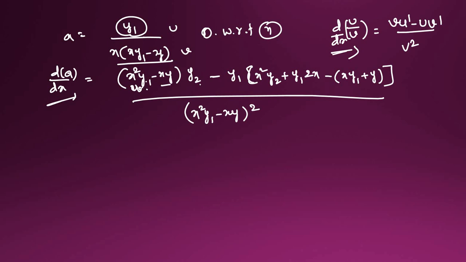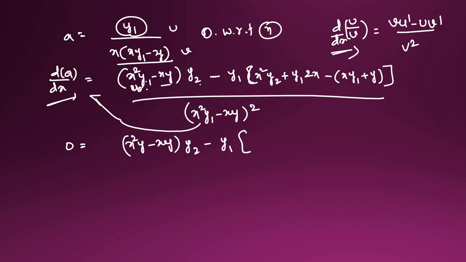So now dA by dx is equal to 0, we know already. So this denominator will go to the left side of the 0, so it will also become 0. So what will remain here: x square y minus xy into y2 will remain, minus y1 into x square y2 plus y1 2x y1. I will write neatly here: 2x y1 minus x y1. This is minus into plus minus, minus y is equal to 0. I will write that one.